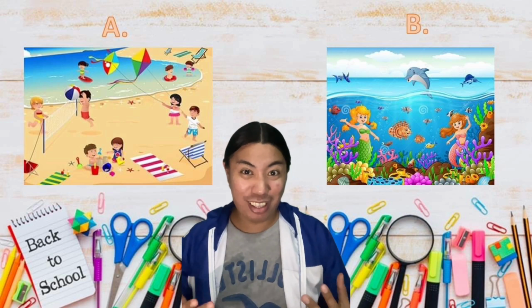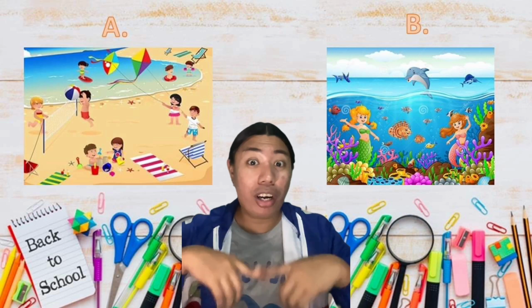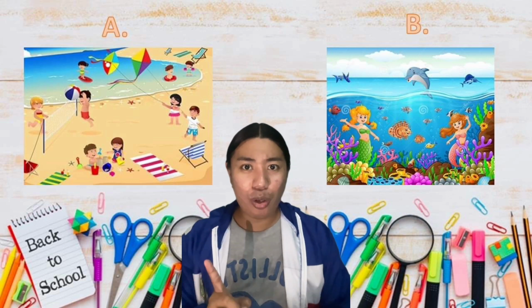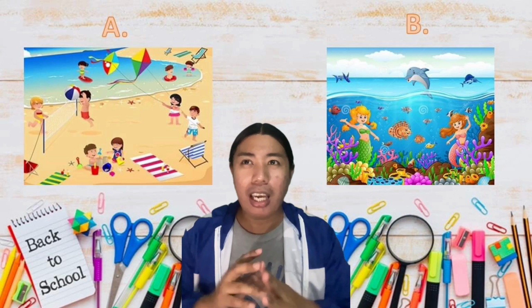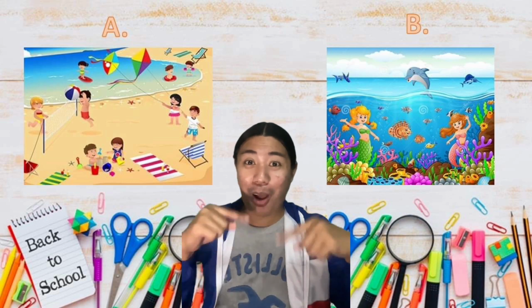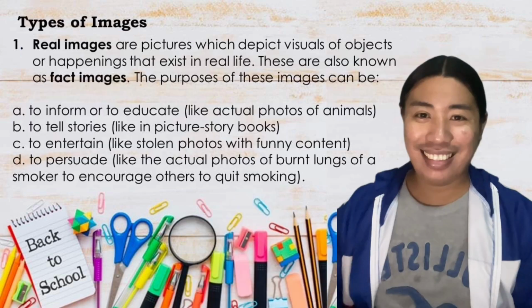So looking at these two pictures, ay makikita nyo kung alin dito ang katotohanan at hindi katotohanan. So nangangahulugan lamang na both of these pictures are images at isa dito ang may reality at ang isa naman ay just fiction or ibig sabihin, it only happens in our imagination. Alin nga ba? Comment your answers below.